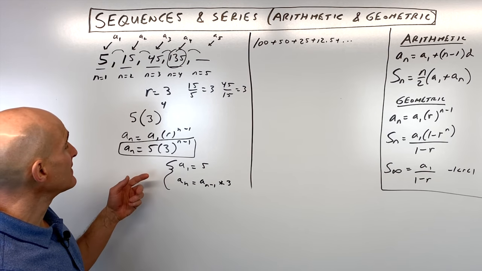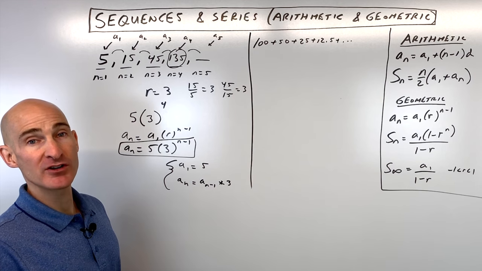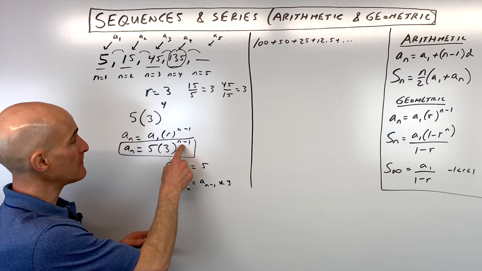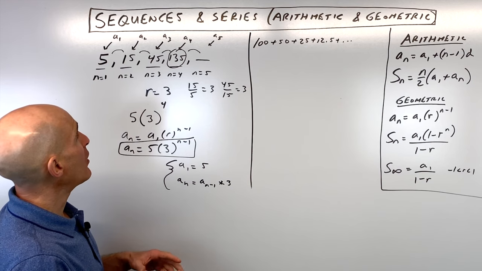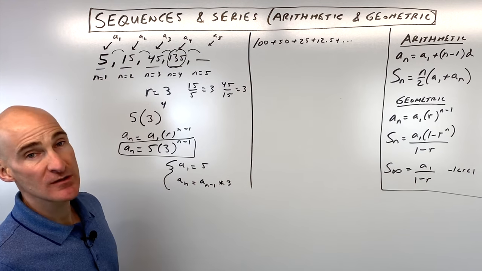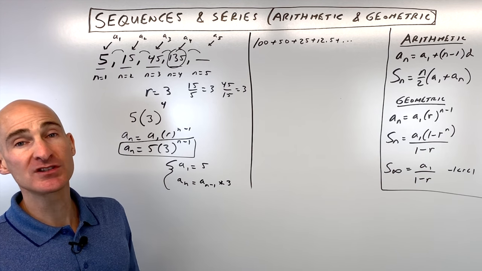Now, if you wanted to find the 10th term, you might not want to keep multiplying by 3 a bunch of times. So you could just put in 10 for n and find the value of that 10th term. Now let's talk about how we find the sum. We're switching from sequences to series now. How do we find the sum of, let's just say, the first 10 terms?